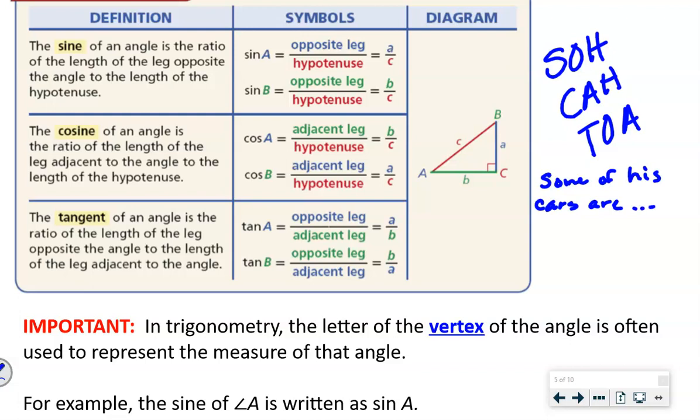Some of his cars, some of his cats, or some of her cats. Y'all got me? So come up with a statement that has all of these letters in it, and that's a great way to memorize SOHCAHTOA. Or just remember SOHCAHTOA, okay? But some of his cats are hairy, or something. But you need to come up with one that makes sense to you so that you'll remember it, okay?